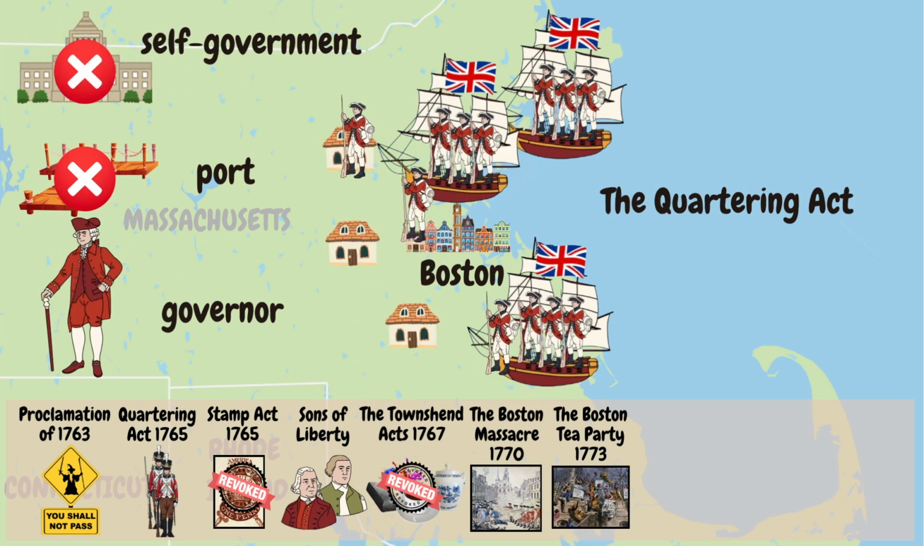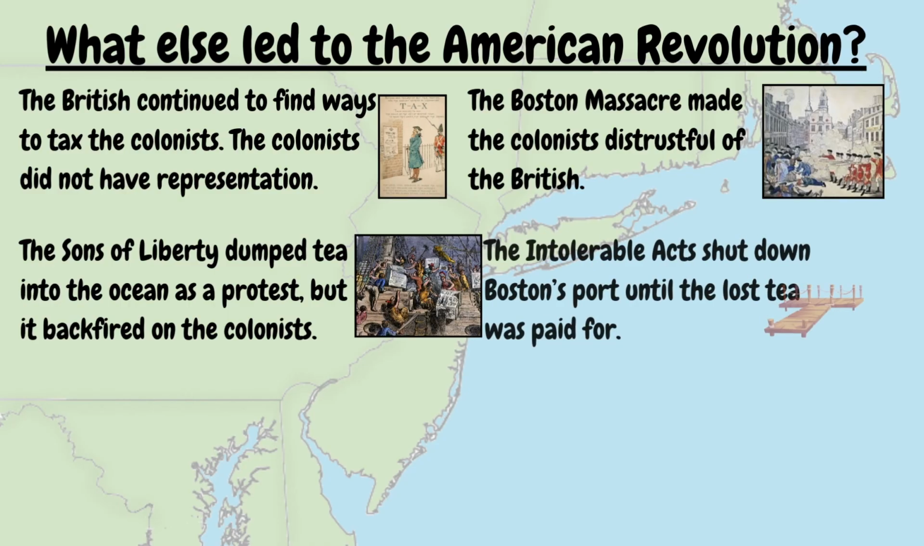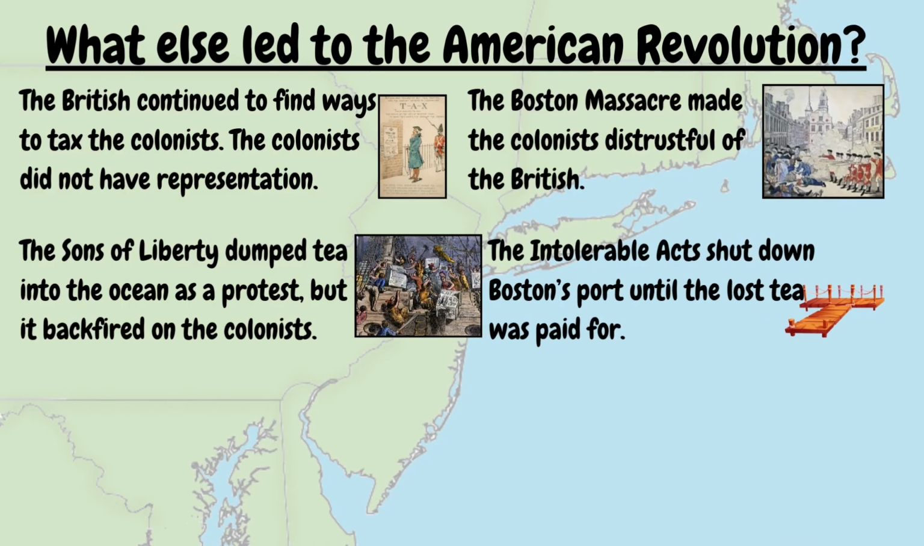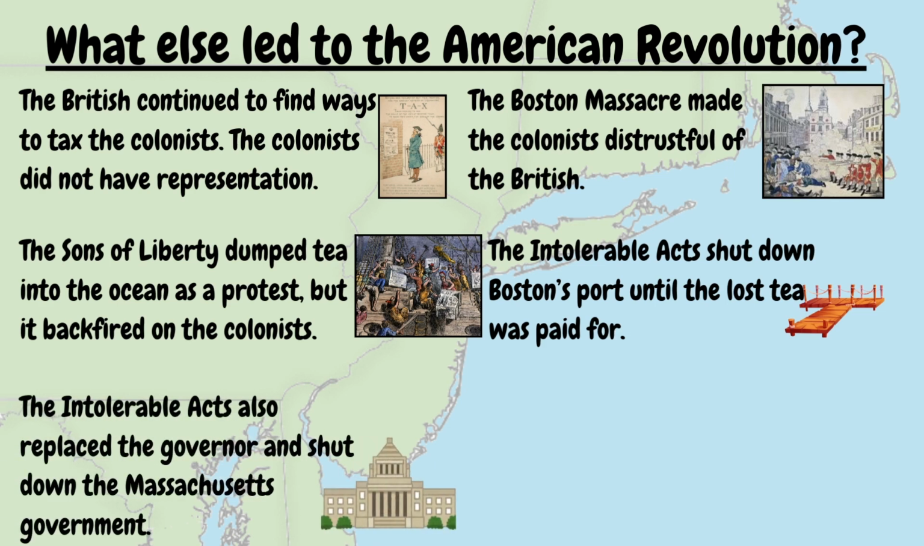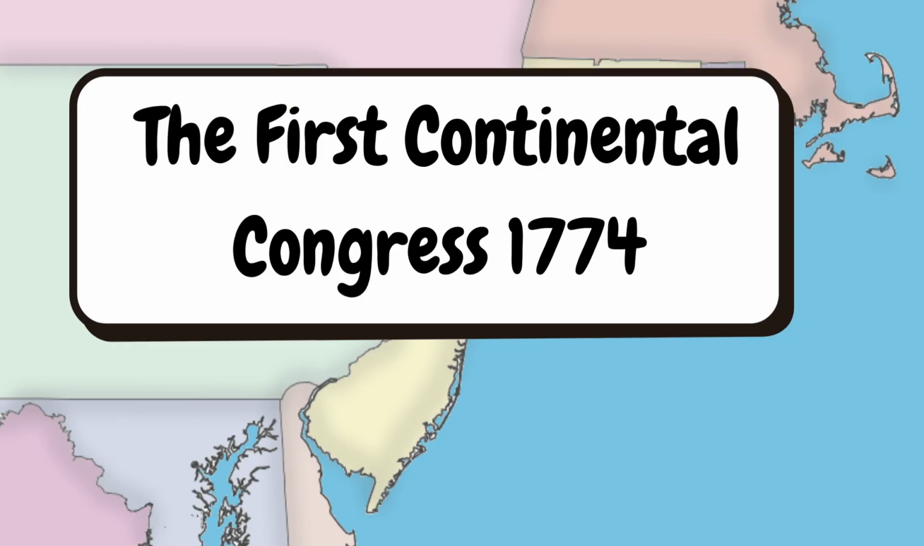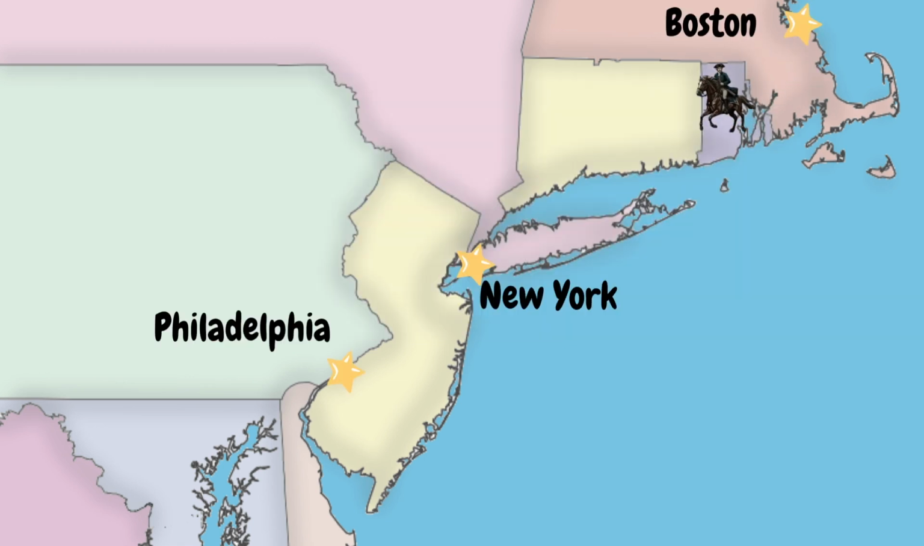And where did they put all the soldiers? You guessed it, they used the Quartering Act to put them in people's houses. So what did the Intolerable Acts do? They shut down Boston's port until the lost tea was paid for, and they also replaced the governor and shut down the Massachusetts government. Next came the First Continental Congress, where representatives from each colony gathered together in Philadelphia.